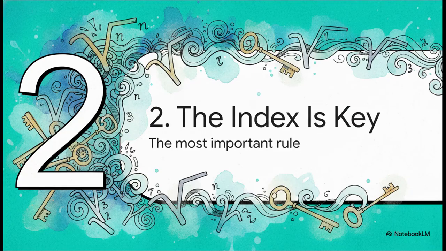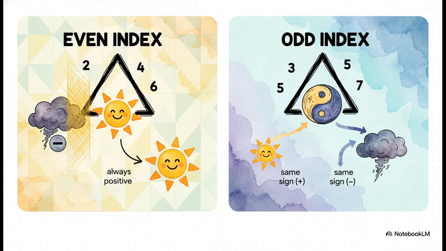Okay, now we're at what I think is the most critical part of this entire topic, understanding why that index is everything. And I'm not kidding, if you get this one idea, you've basically unlocked 90% of what you need to know about nth roots. So here it is, the big rule. You have to look at the index.